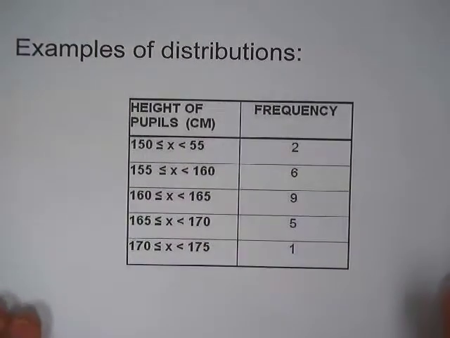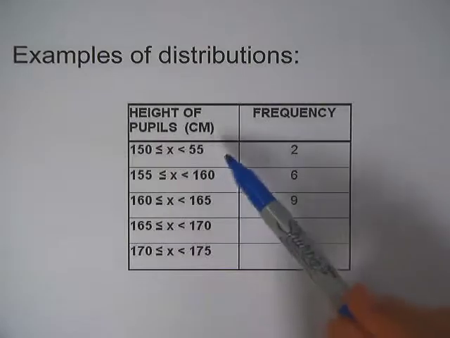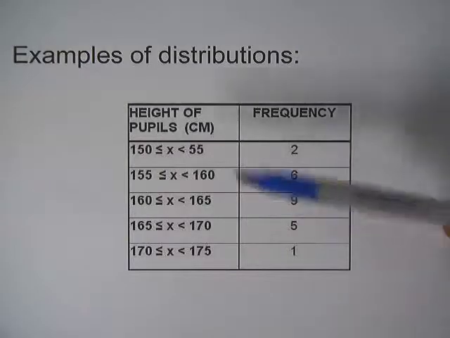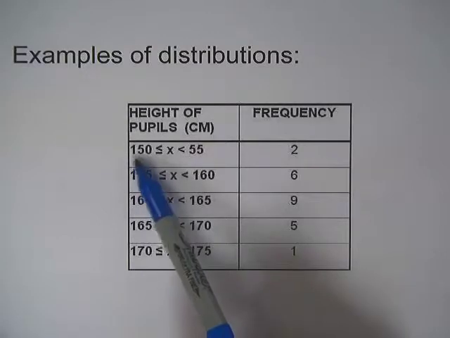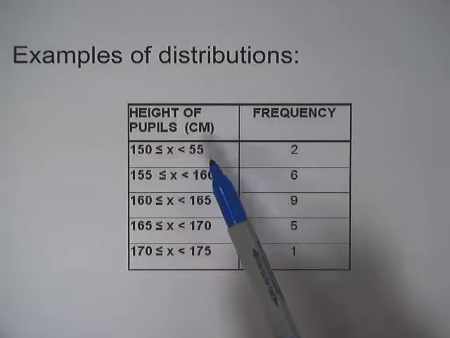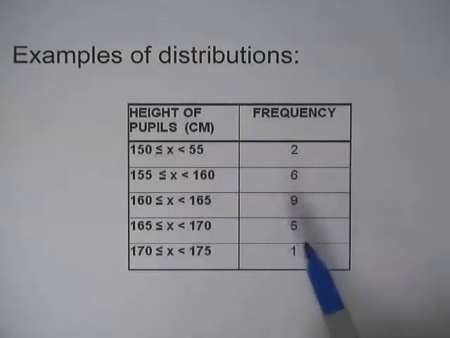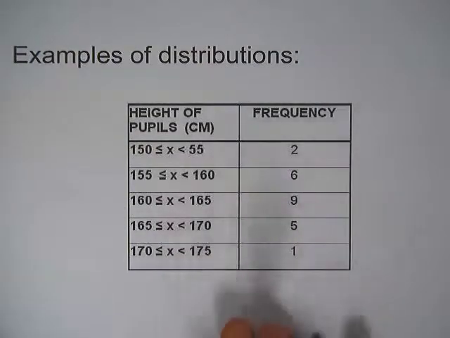Here are a couple examples of distributions. This distribution is a frequency table distribution. We're measuring the heights of pupils in centimeters. There are two pupils within 150 centimeters and 155 centimeters, not including 155. Here we have 6 students between 155 and 160, etc. This is just a way of displaying how all the possible data values occurred. So that's a table.